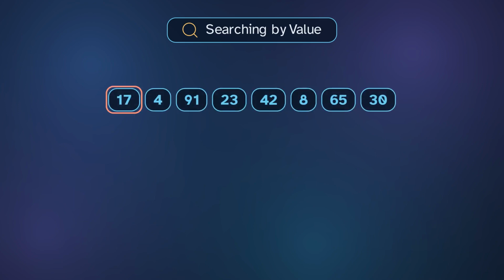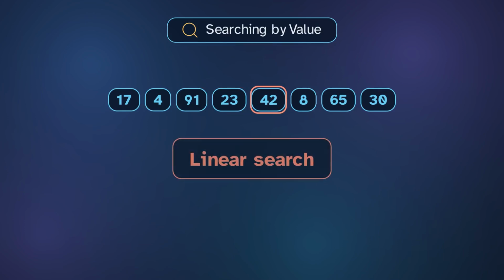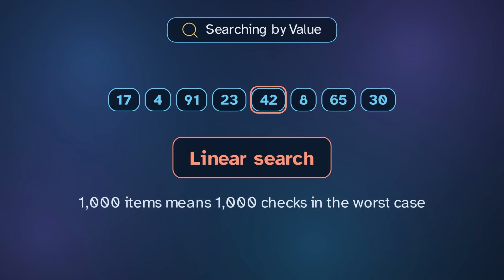If the values are in no particular order, we have only one option. Start at the front and check each one at a time. This is called linear search. If we are lucky, it is the first item and we stop immediately. If we are unlucky, it is the last one or not there at all. Then we have checked every single item. So with 1000 items, the worst case is 1000 checks.